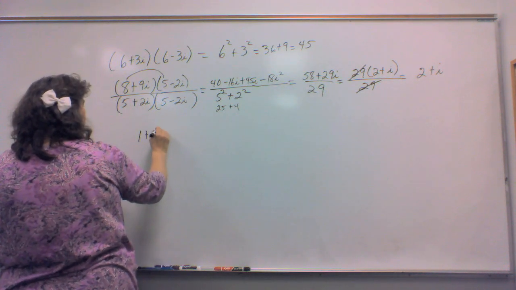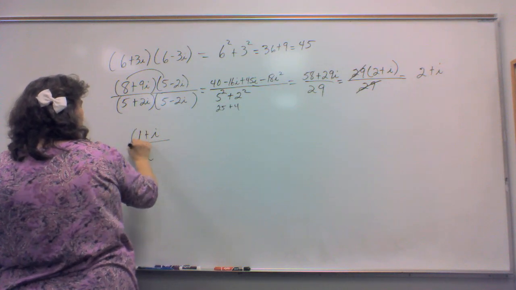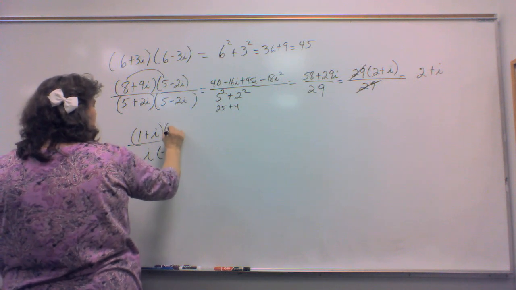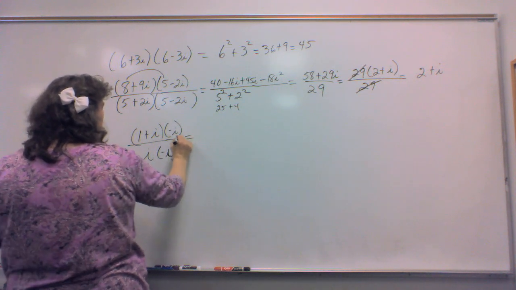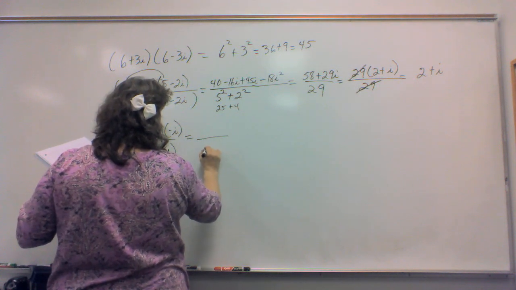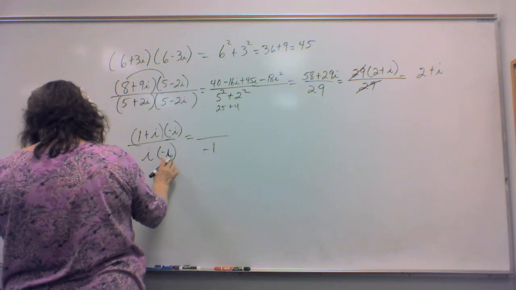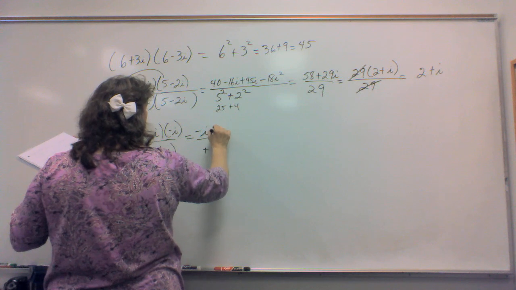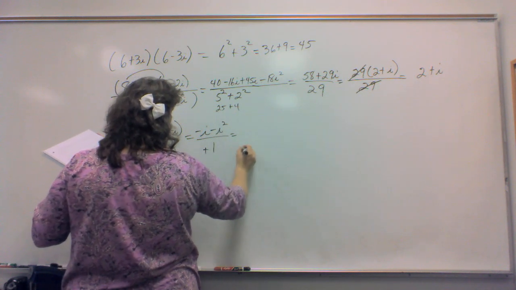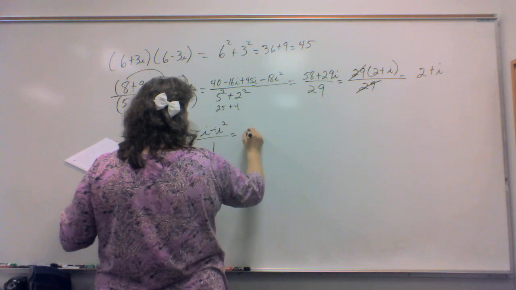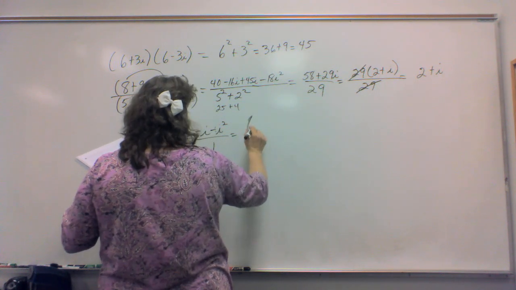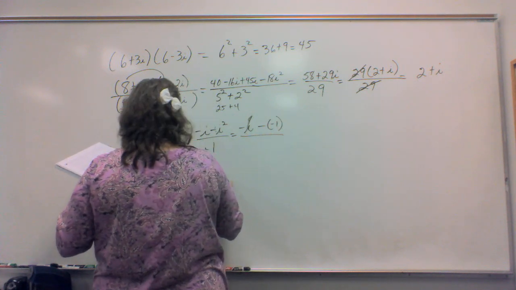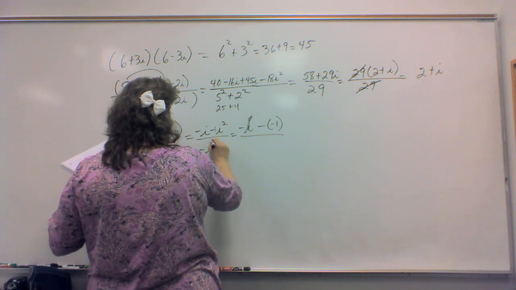1 plus i over i. Remember, we said the conjugate of i is negative i. So multiply by negative i. This is going to equal negative i squared, giving you a positive 1. And this is negative i minus i squared, which will give you negative i minus negative 1 over negative i squared.